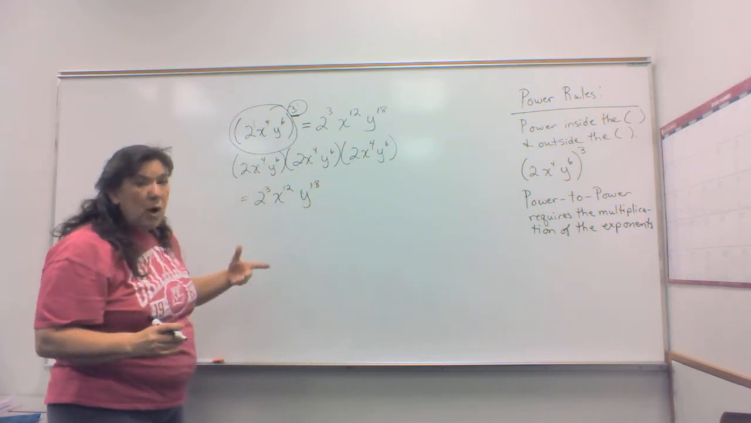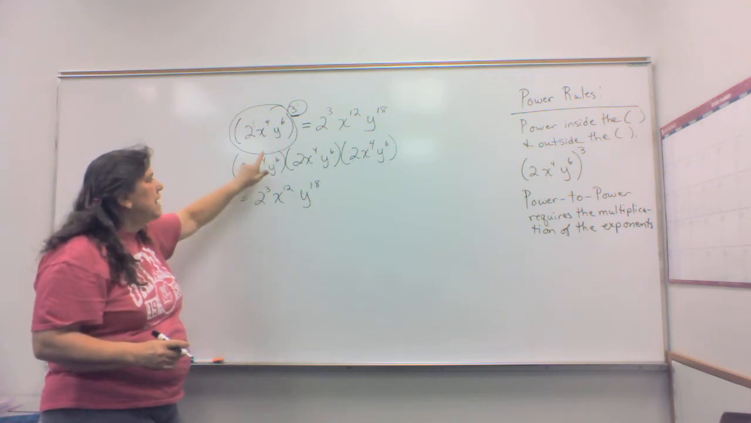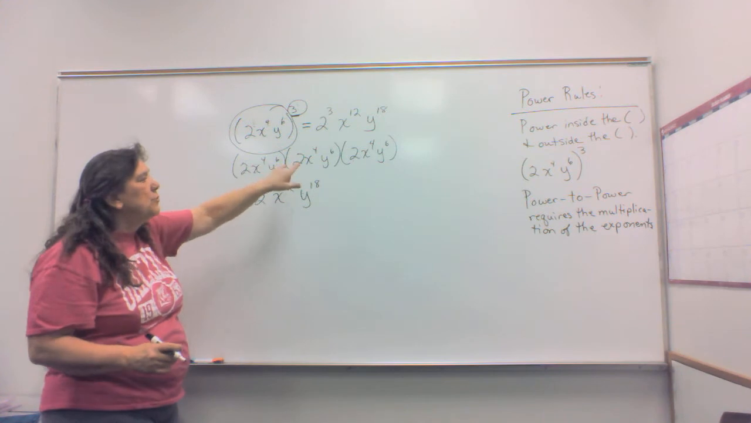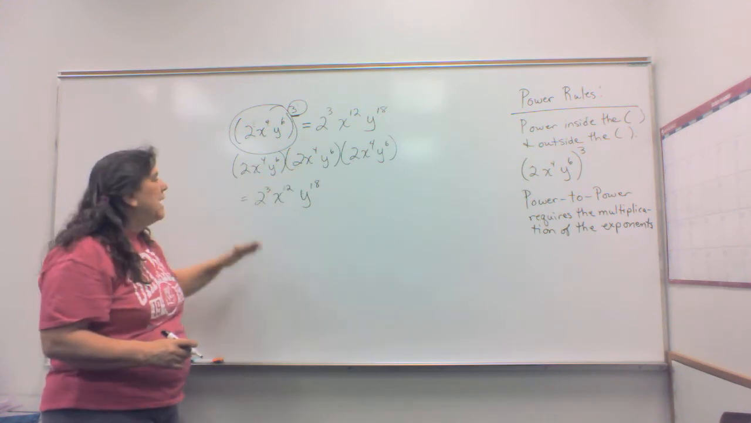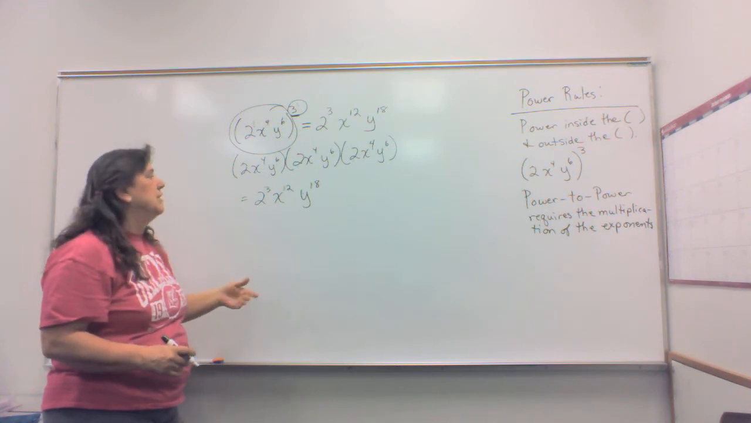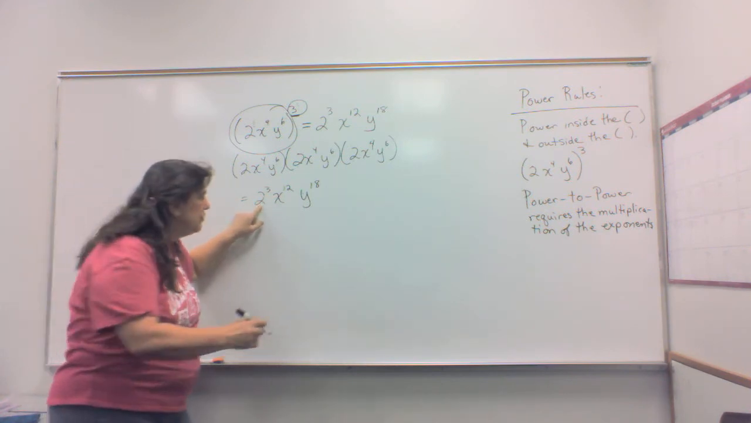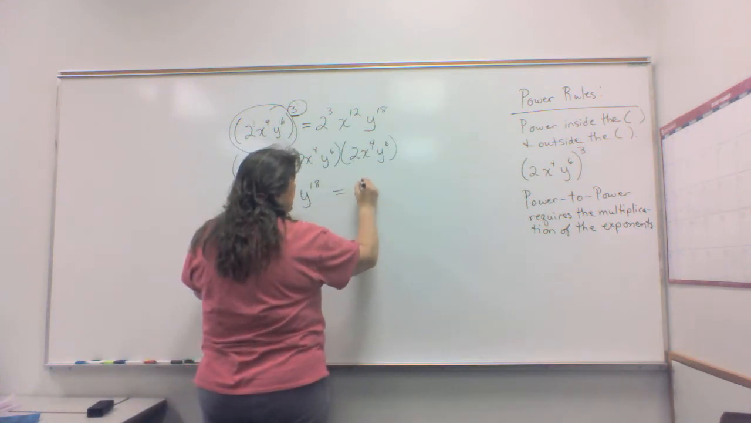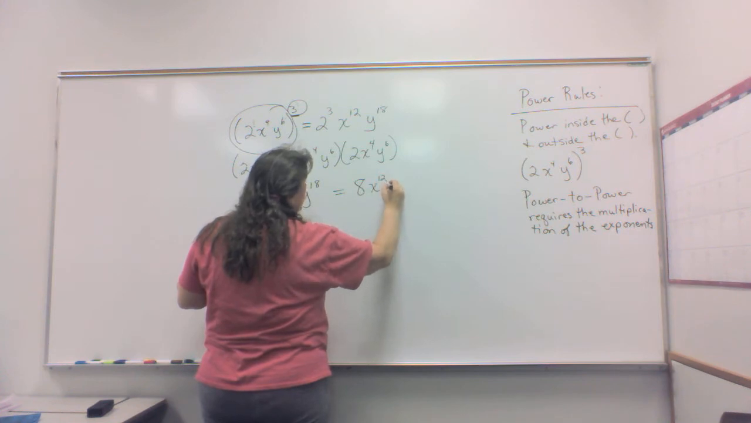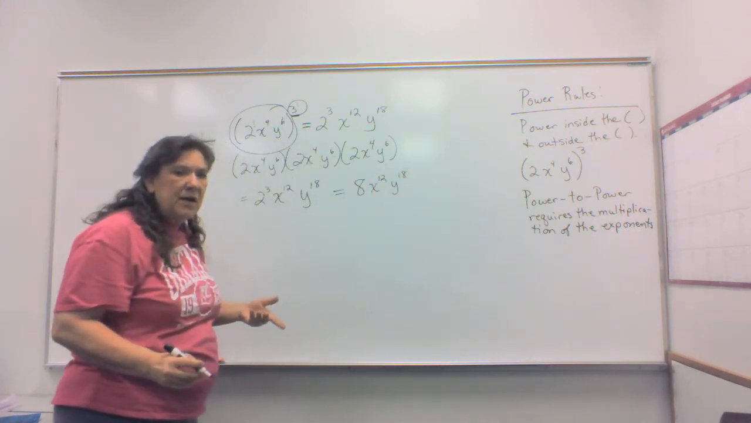And this is why the power to power uses that multiplication. It's because the whole base is being repeated that number of times, and the multiplication is nothing more than fast addition. And so you're going to multiply. We'll go ahead and finish: 2 to the 3rd is going to be 2 times 2 times 2, which is 8, x to the 12th, and y to the 18th. So you can see how that works.